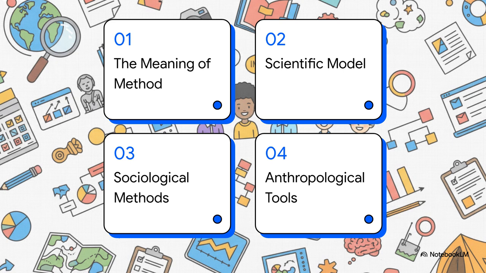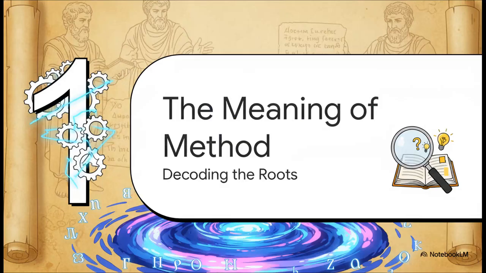Here's our syllabus for today. First, the meaning of method. Second, the scientific research model. Third, sociological research methods. And finally, anthropological field techniques. Let's jump in. Section 1.